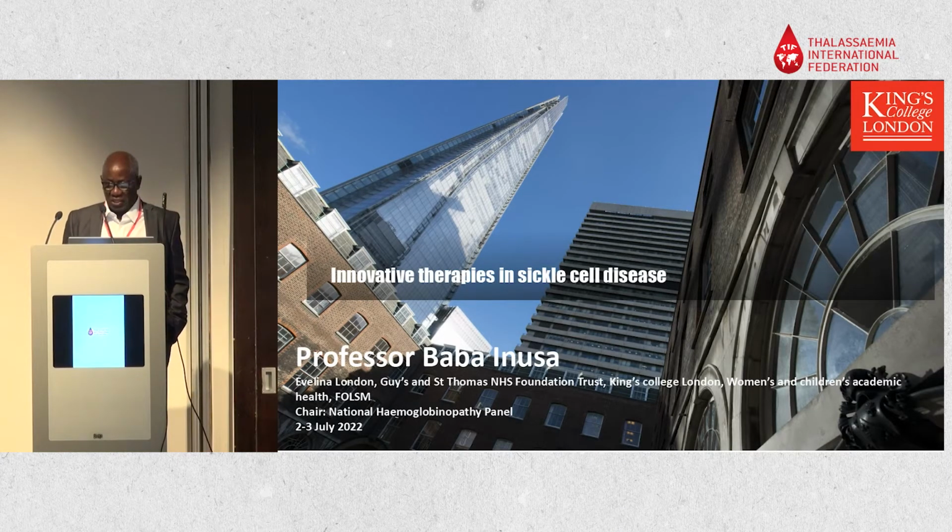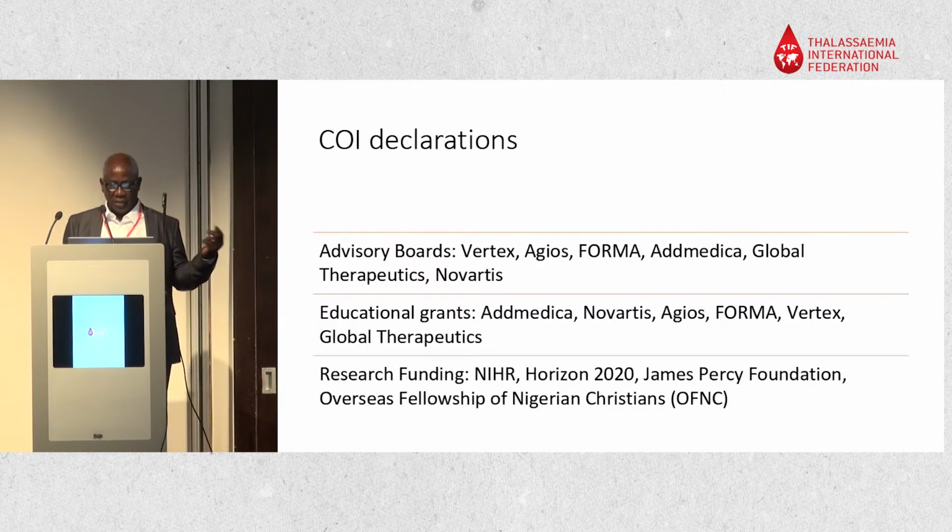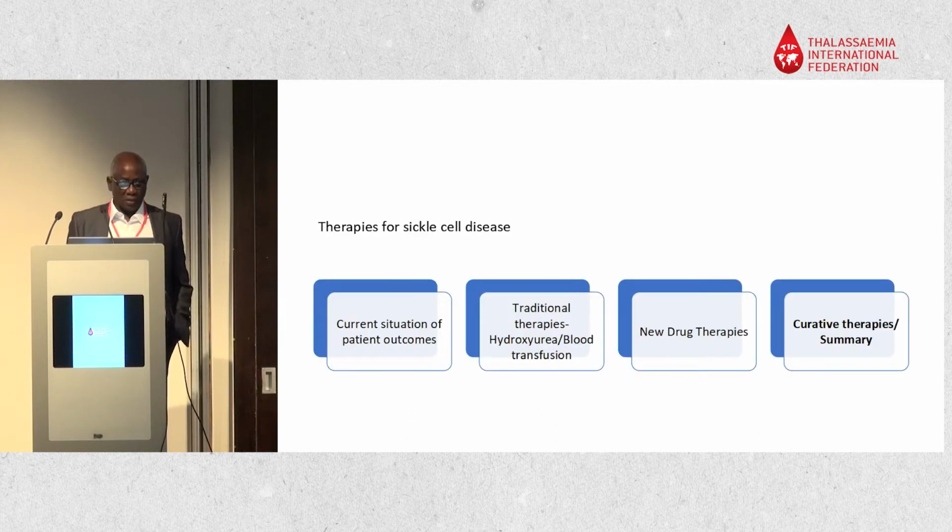Obviously, one of the major issues in sickle cell disease is polymerization. That is where the sickle hemoglobin adopts a shape and becomes quite a problem, which I just want to show here. Earlier on, one of the speakers described the hemoglobin structure. Polymerization is a major problem in sickle cell disease. Obviously, if there is no polymerization, then there would be no sickle cell problems.